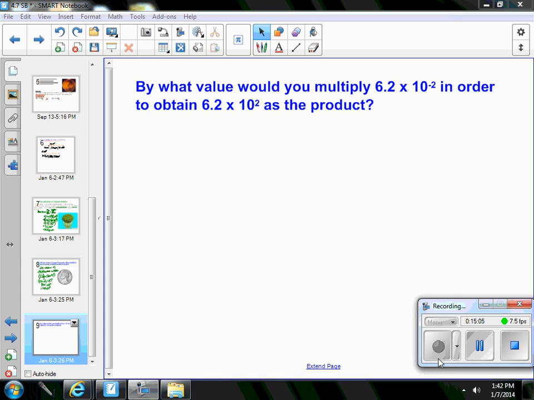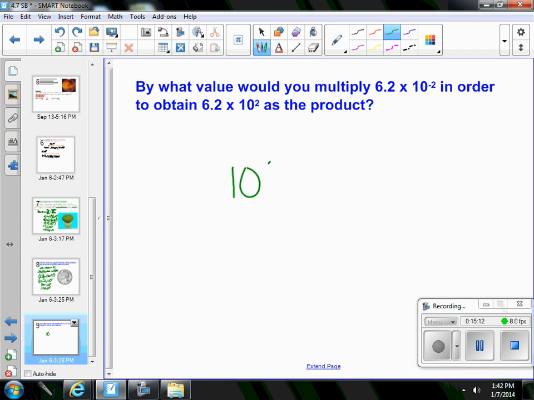So your answer will be, in order to have the product of 6.2 times 10 to the second, you'll multiply it times 10 to the fourth, because you would have been moving the decimal 4 places.